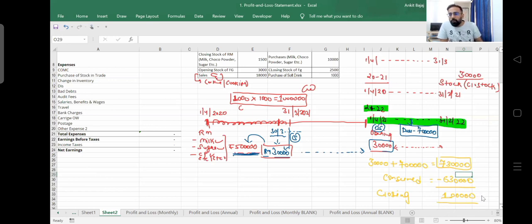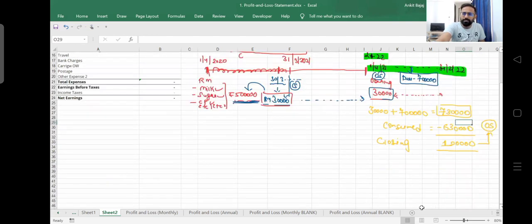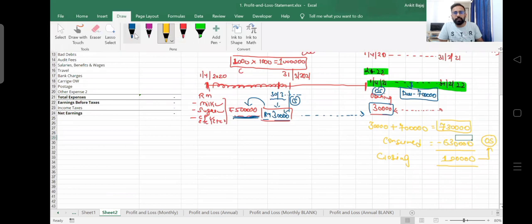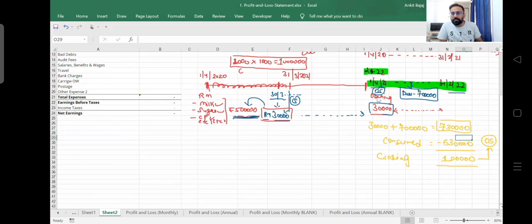Now this closing stock will become opening stock for next year, right? This closing stock will become opening stock for next year. Now you might be thinking, what is opening stock? Again, I'm explaining to you what is opening now for next year. So here you can see for year 21-22, we have seen the opening stock was how much? 30,000 rupees and the company has purchased 7 lakh rupees.